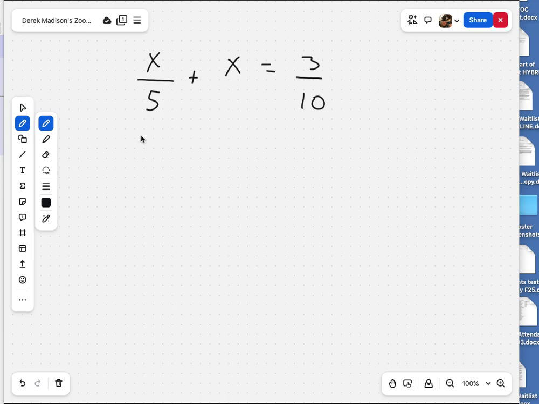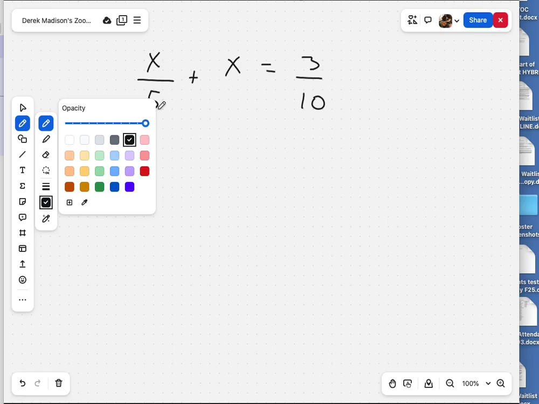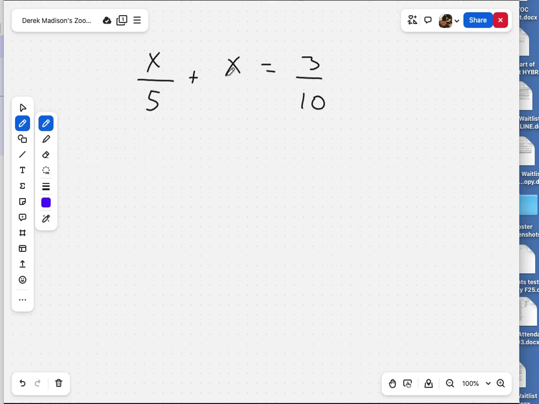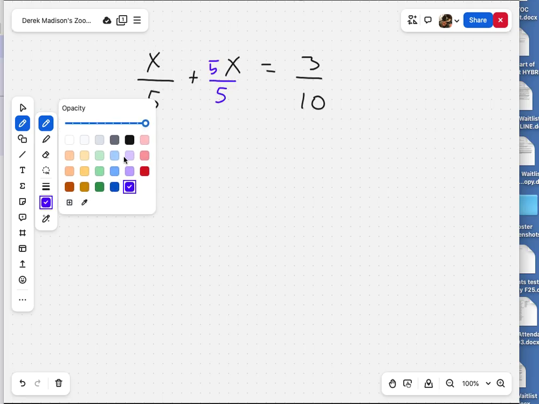Hey there, so there's a couple of things we can do here. We could either get common denominators for the fractions. So if I wanted to combine these x's together, this one is over 5, and so I would also need to get this one over 5 to get a common denominator so that I'm able to add these.